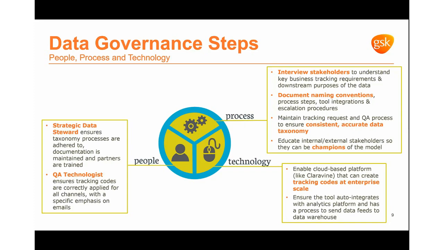Once you interview those stakeholders, you're going to create the approach and document the naming conventions for your data taxonomy. You'll create the process steps in requesting tracking, and then you'll identify tools that need to be integrated, whether that's your media flighting tools or your analytics tools, or maybe the data needs to flow to a data warehouse. And then you'll identify the proper escalation procedures in order to correct things that are identified as incorrect. Then you need to maintain that tracking request model and QA process to ensure that things are consistent and accurate and aligned to this taxonomy.